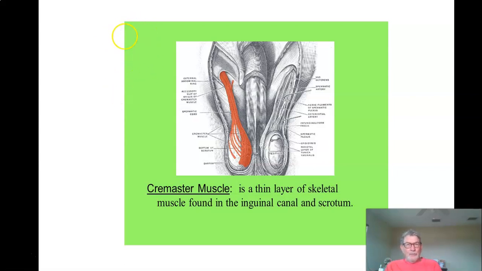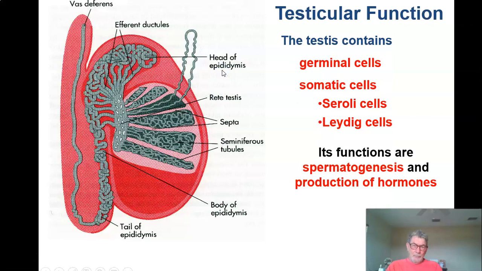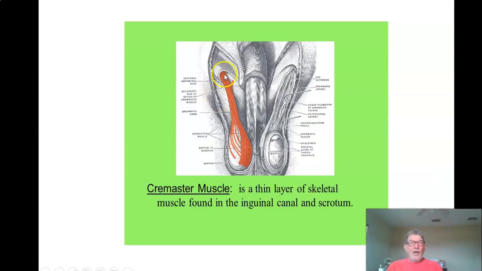The height of the testis, and therefore its temperature, is controlled by this interesting muscle called the cremaster muscle, which originates all the way up here and wraps like a net, like a basket, around the testicle, and can pull it way up or drop it way down depending on how hot or cold you need it to be.